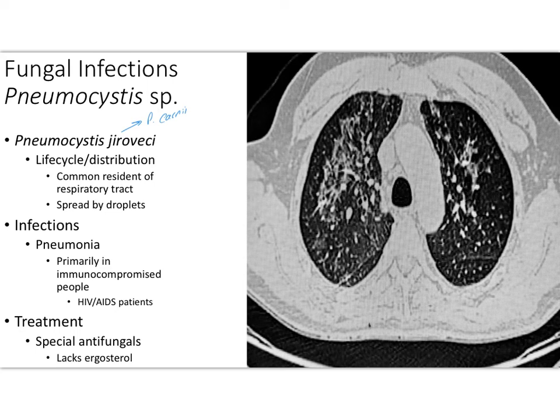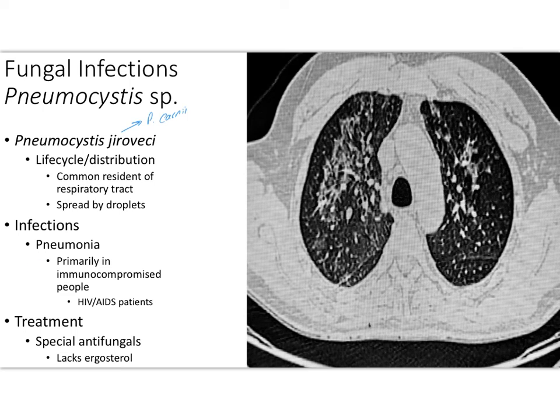So this is one that actually is a fairly common resident of respiratory tracts. And for most people, as long as they have a decently functioning immune system, this will not be a problem for them. It is spread by droplets, so people who are carrying it can spread it to other people fairly easily. But for people who have a compromised immune system, especially people who have HIV, this particular fungus can be very problematic and cause a very nasty case of pneumonia.